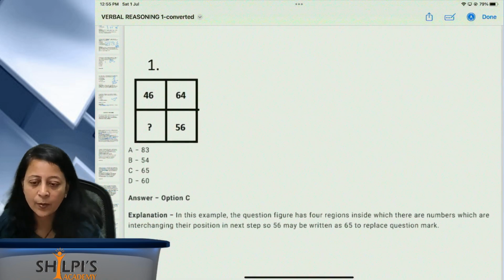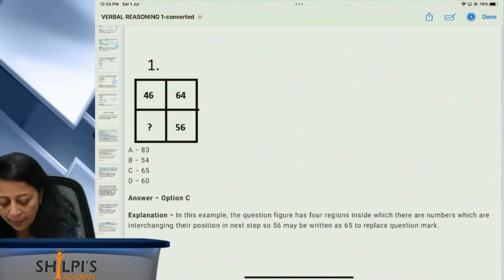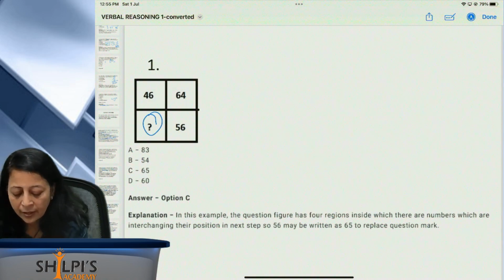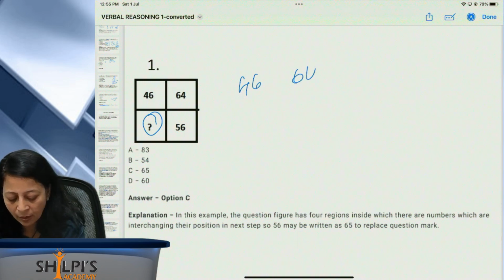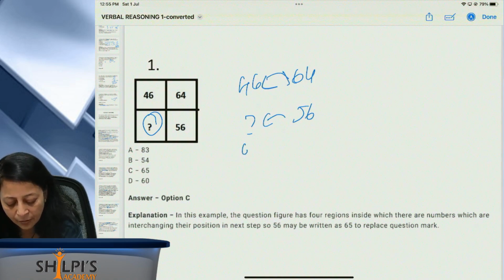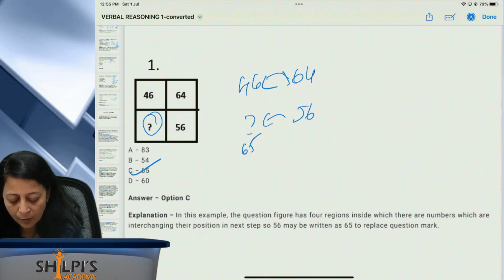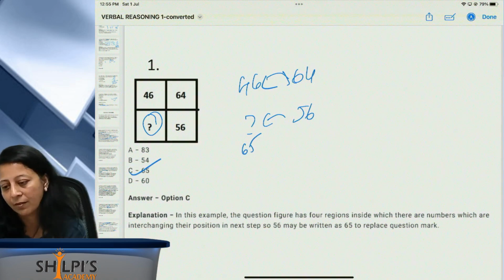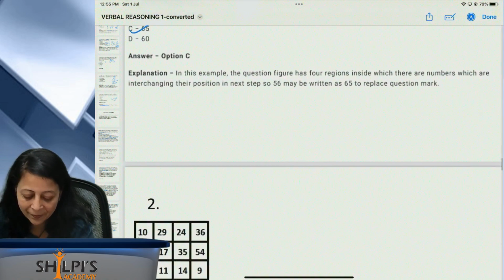So, it is a very easy question. They have given 4 boxes and you have to find what one box is. They are given 46, 64, 56. When you look into it, 46 when you reverse it becomes 64, 56 when you reverse it becomes 65. Let us see whether it is the same thing. Yes, you have an option. This is just by looking at it, so it was becoming very easy.